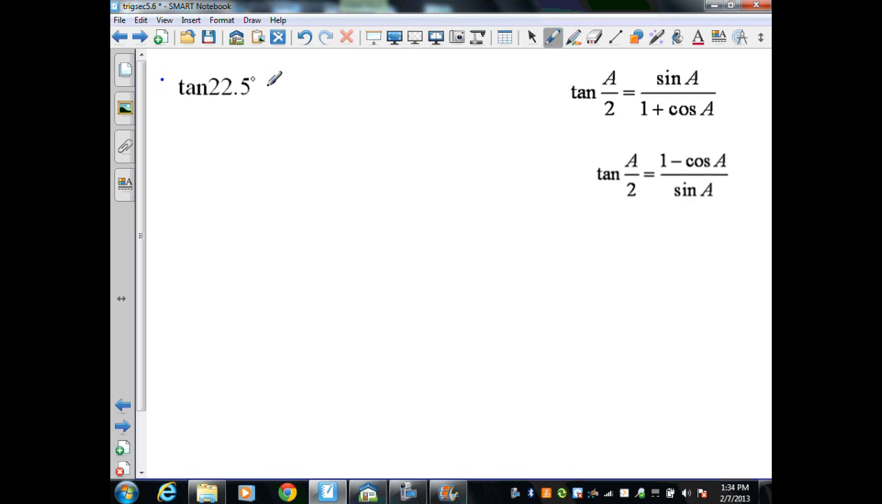So let's substitute in. That's going to give me 1 minus the cosine of 45 degrees over the sine of 45 degrees. And I know those values because they're part of the unit circle. And that gives me cosine of 45 to be the square root of 2 over 2, and the sine also the square root of 2 over 2.